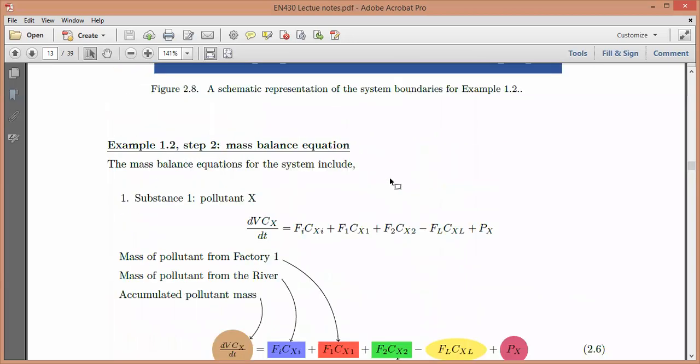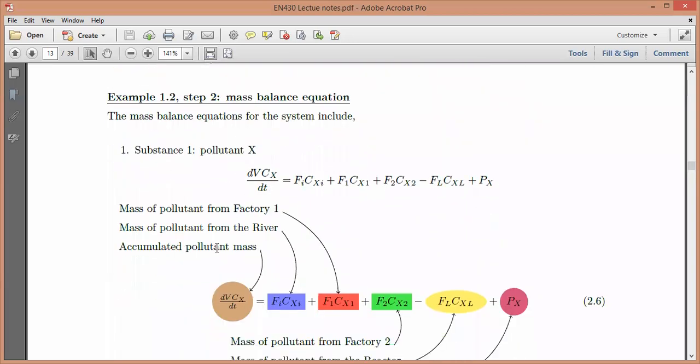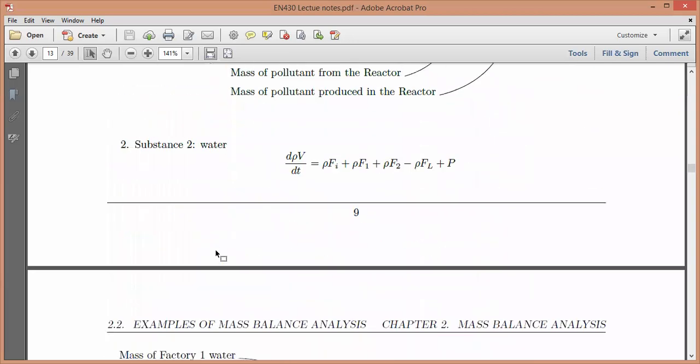Okay, so now we've dealt with pollutant X. This is the mass balance equation that we're going to work with. So coming to just water. Remember that aside from pollutant X, there's also water coming in. What's coming in from the factory is also water, a mixture of water and pollutant X.